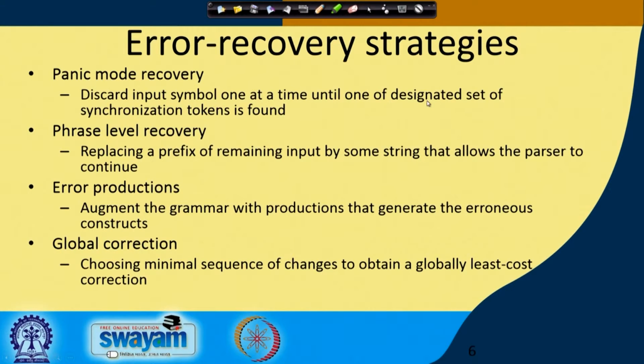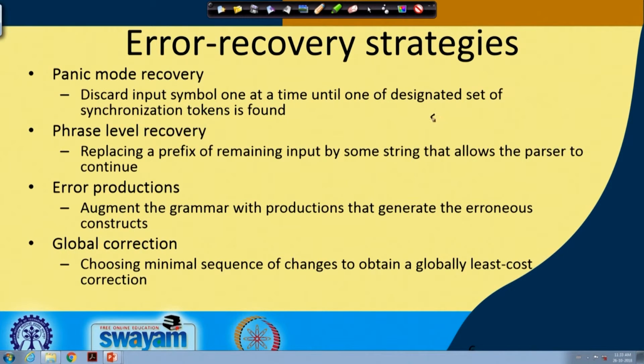Going back to the example that we are taking of the if-then-else statement, it was like this: S producing if some condition, then statement, else statement. Now, this is a production rule from the language.